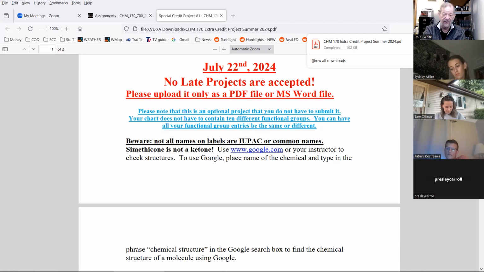Now, how do you find out what functional groups are in the molecule? Well, the easiest way is use your favorite search engine.